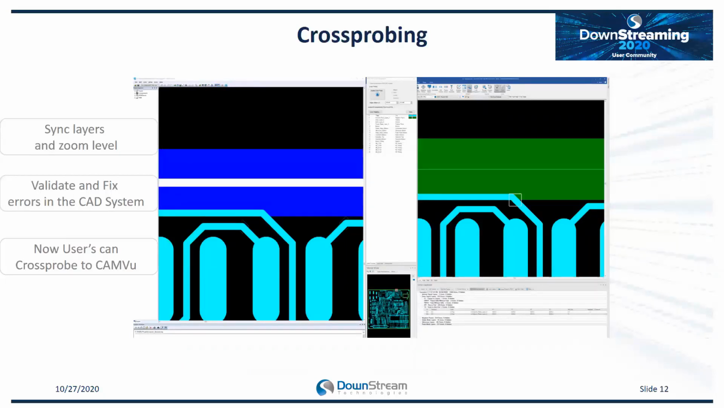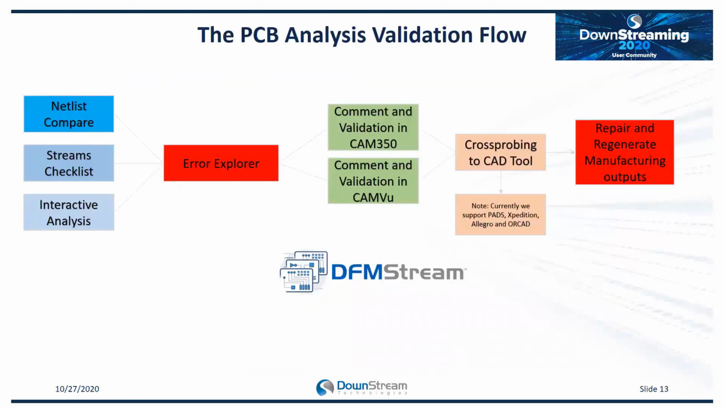What that means is we're going to look at the failure in CAM350 or CAMView and be running our CAD system at the same time, because what is our goal? Our goal is to repair the problem back in the CAD system. I tried to make a Visio kind of presentation here, just to show what this process is.